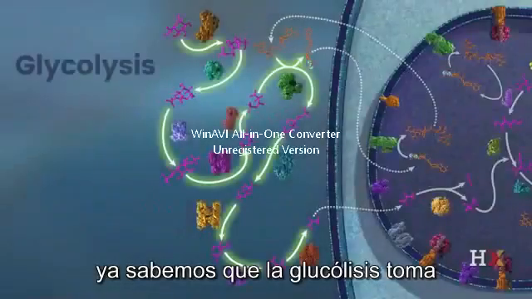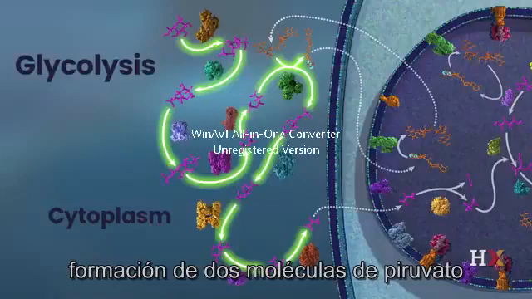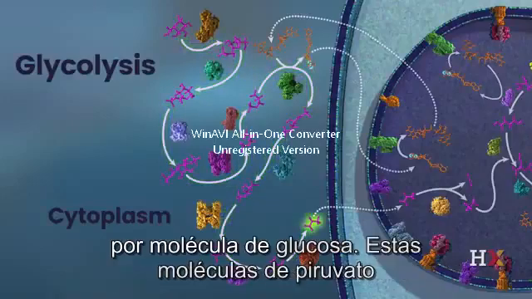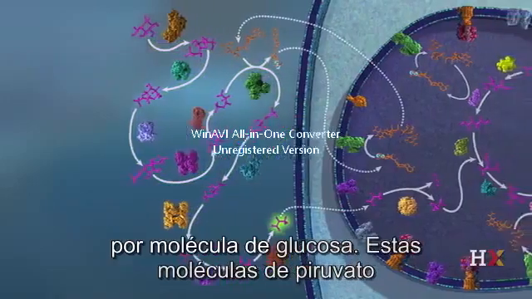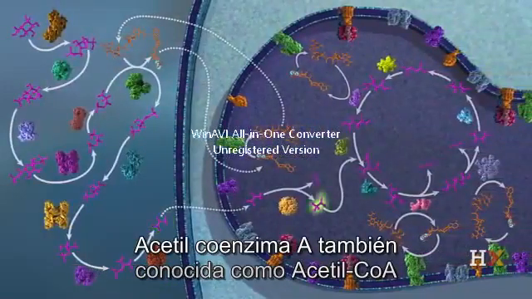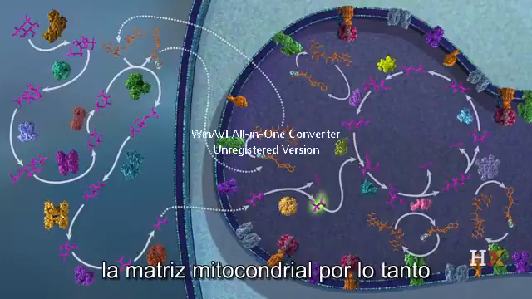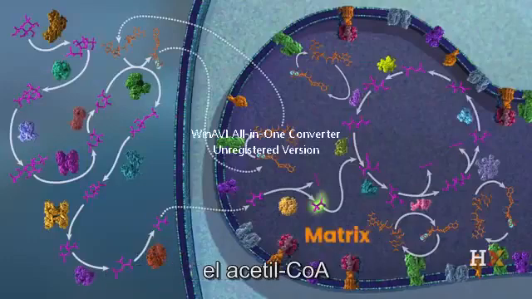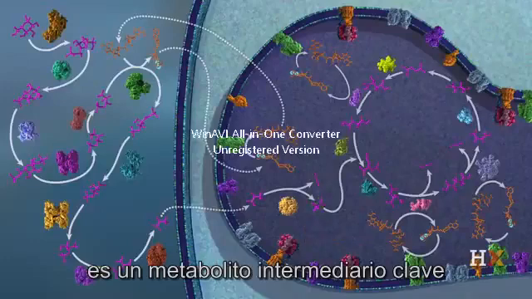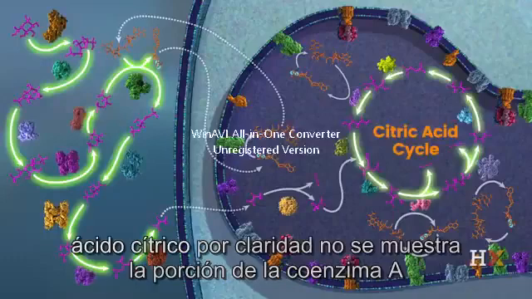We know by now that glycolysis takes place in the cytoplasm and leads to the formation of 2 molecules of pyruvate per molecule of glucose. These pyruvate molecules are converted into acetyl coenzyme A, also known as acetyl-CoA, and this happens inside the mitochondrial matrix. Therefore, acetyl-CoA is the key metabolic intermediate that links glycolysis and the citric acid cycle.